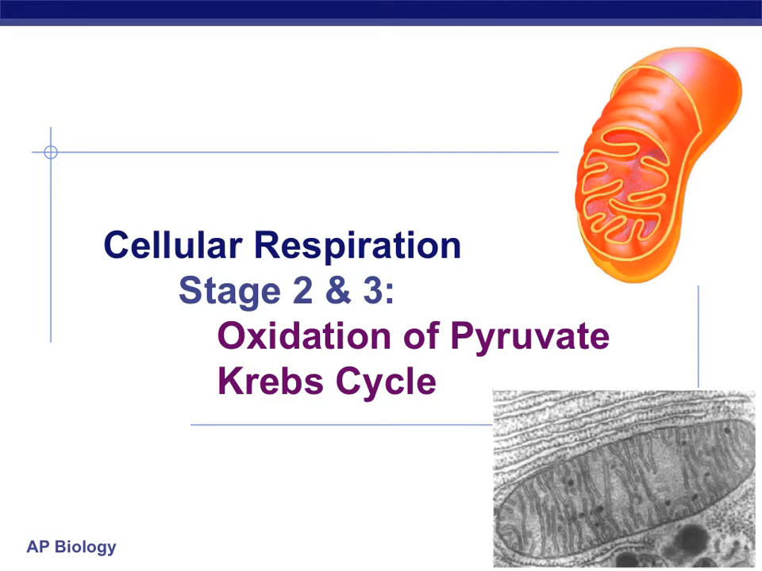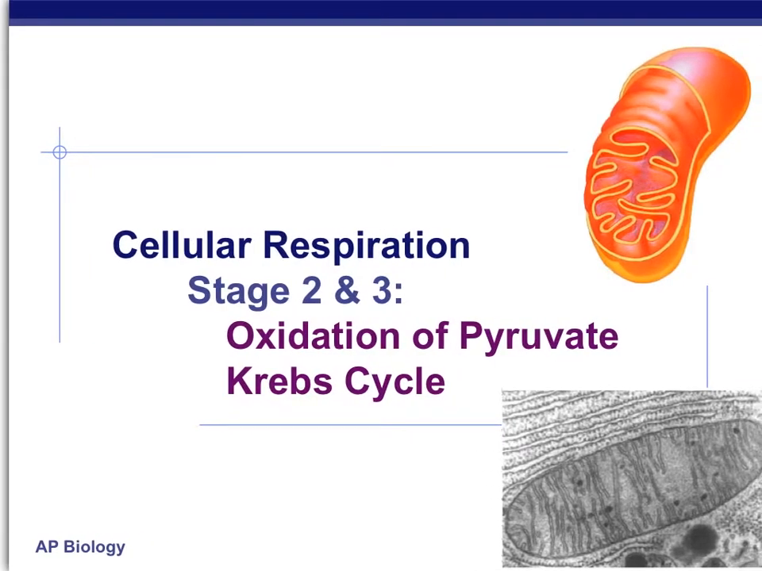In this screencast, we're going to review a little bit about glycolysis, but then we're going to continue on with stages 2 and 3 of cellular respiration, including the oxidation of the pyruvate that was the product of glycolysis, and how each pyruvate continues on into the Krebs cycle.